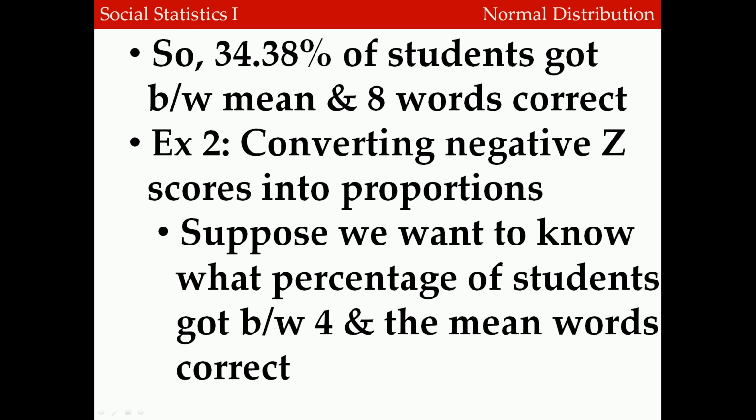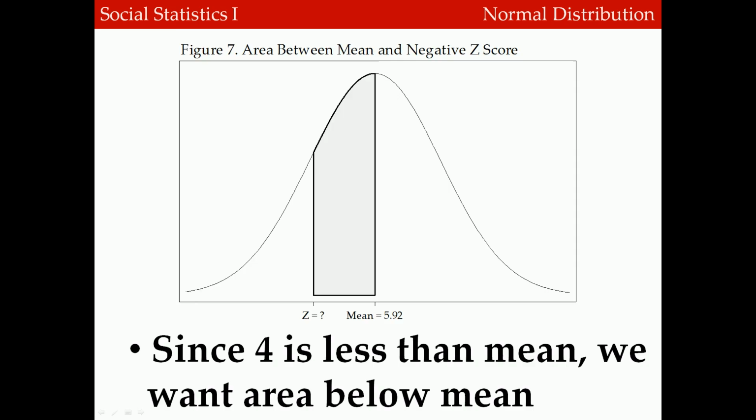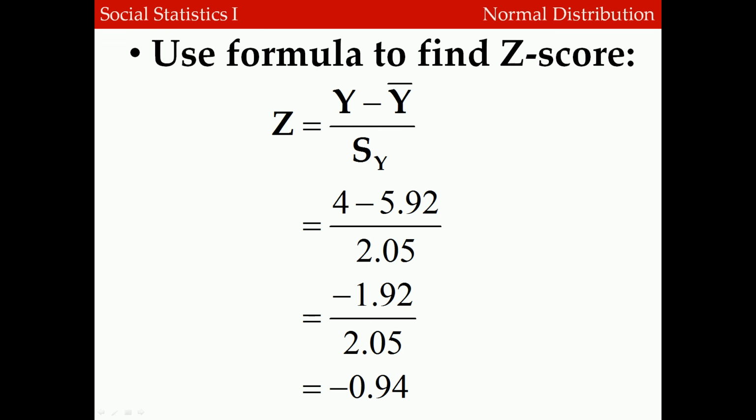Suppose now that we wanted to know what percent of students got between 4 and the mean words correct. And so, because 4 is below the mean, 5.92, we're looking for an area below the mean this time. In order to find that area, we have to take 4 and we have to turn it into a z-score, and we use the formula. So this time, instead of using 8 as our raw score, we're going to use 4 as our raw score. And we're going to take 4, subtract the mean, 5.92, and divide it by the standard deviation, 2.05. And when we do the arithmetic, we get a value of negative 0.94, which tells us that 4 is just under 1 standard deviation below the mean.